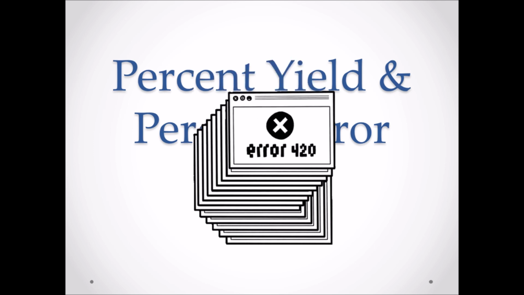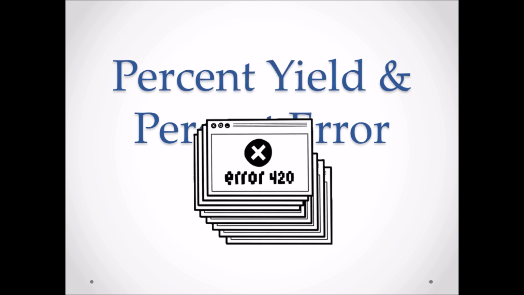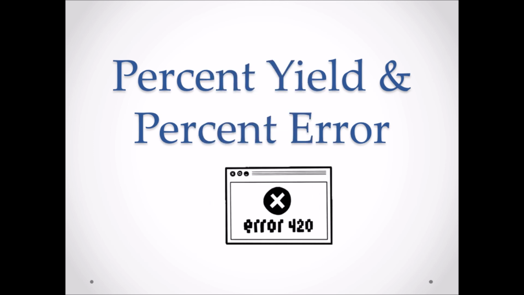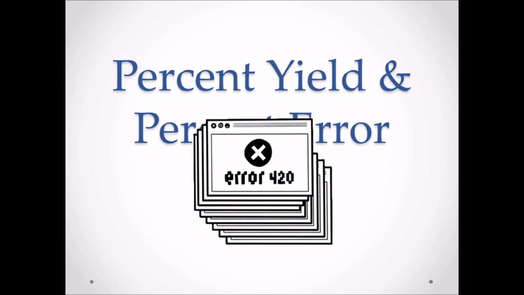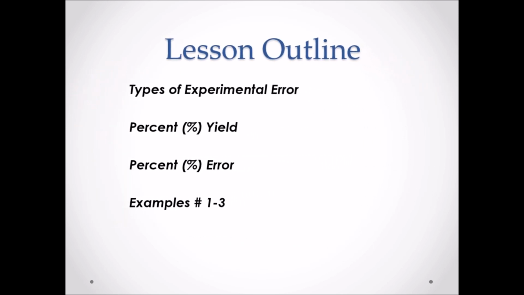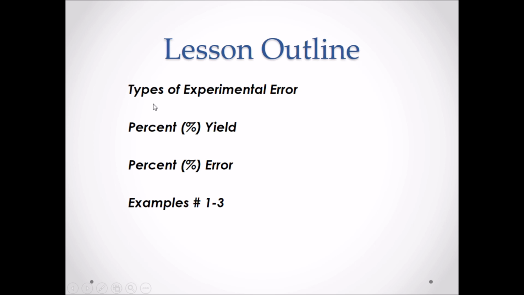Hello, Chemistry 20. This is our 9th lesson in the Quantities in Chemical Reactions unit. This is percent yield and percent error. In this lesson, we will explore different types of experimental error. We will look at the calculations of percent yield and percent error and work through 3 examples.